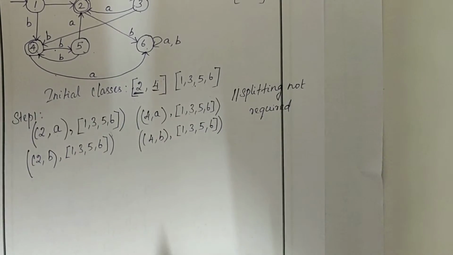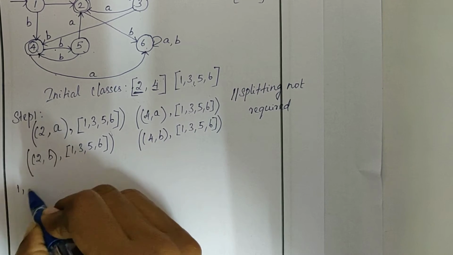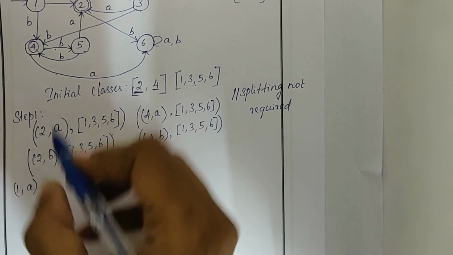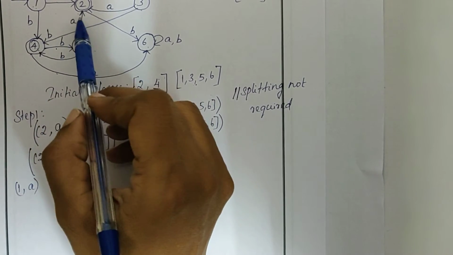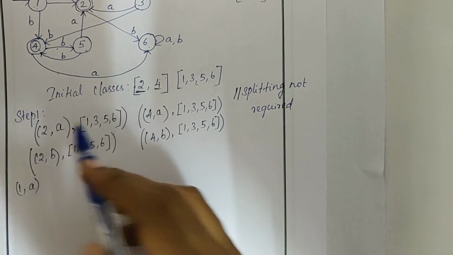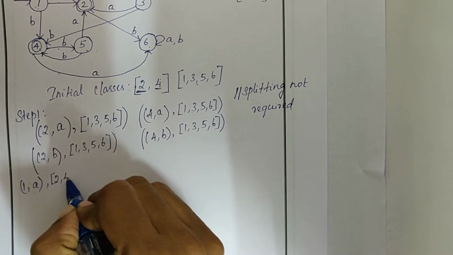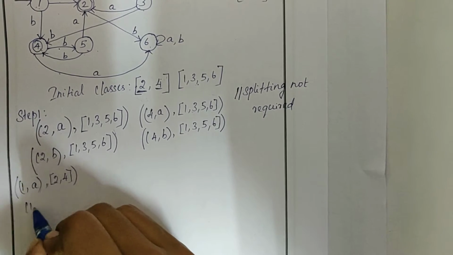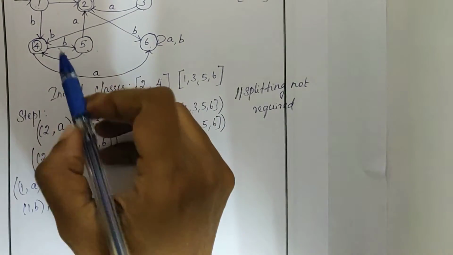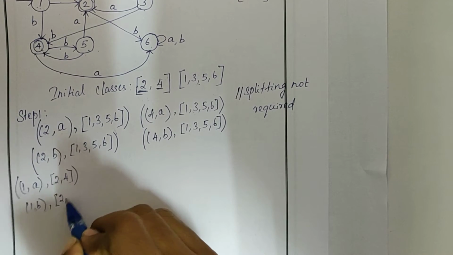Now do the same for the next one, the non-final class. So 1 comma A. When 1 takes A, it is moving to 2. 2 belongs to which class? The final class, 2 comma 4. Next 1 comma B, 1 B, again it is 4, class is 2 comma 4.